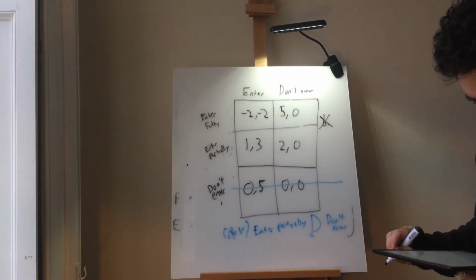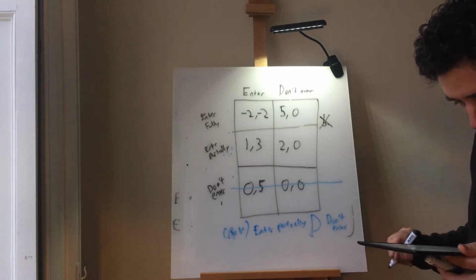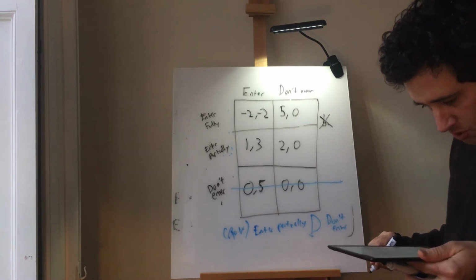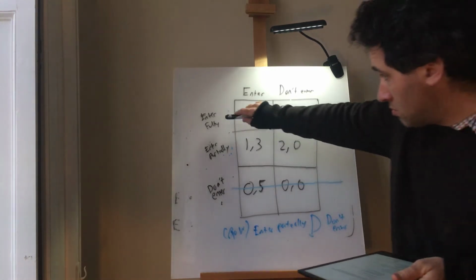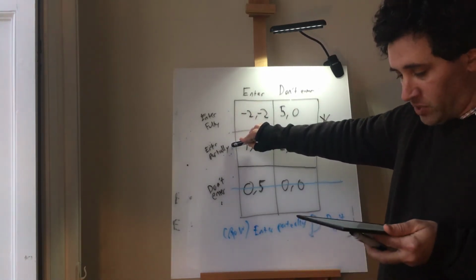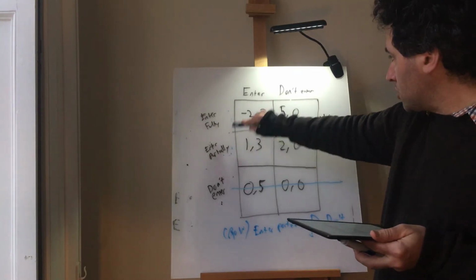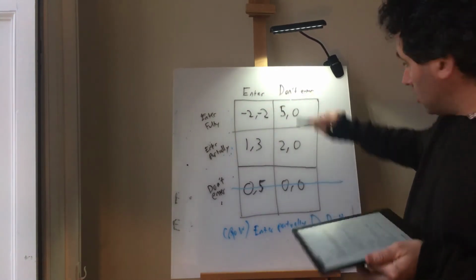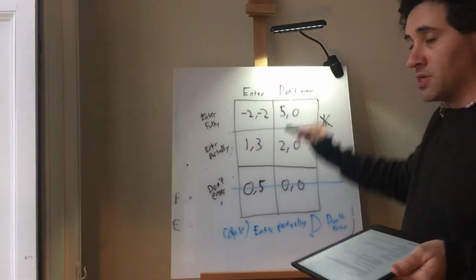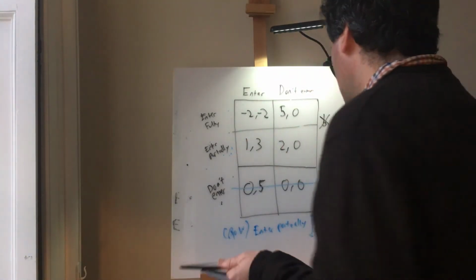Okay, there's another one about rationalizability. D says enter fully and enter partially are rationalizable for row. Seems to be the case. They've survived iterated strict dominance. And enter and don't enter are rationalizable for column. Well, they've survived iterated strict dominance, so they're rationalizable.